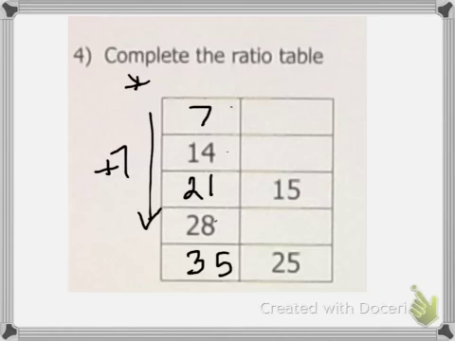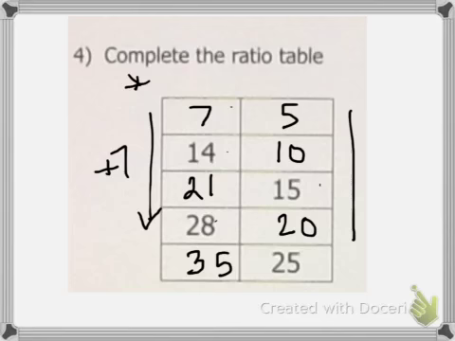On the right-hand side, I notice that 15 and 25 are multiples of 5. So let's check to see if 5 works. 5, 10, 15, 20, 25. And yes, the pattern continues all the way down if we add 5 to the previous number. So there's our completed table.